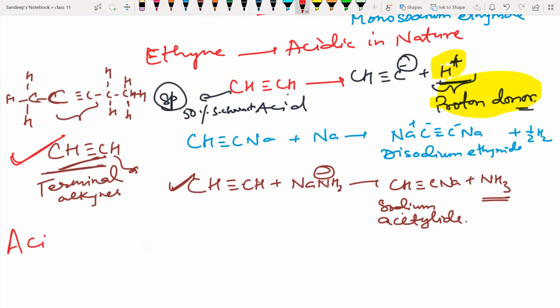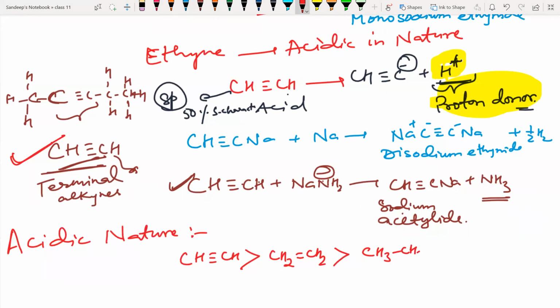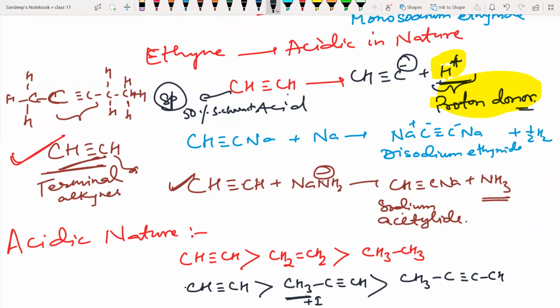So acidic nature, remember, I have already discussed this. Ethyne will be more acidic than ethene. Ethene will be more acidic than ethane. The presence of more alkyl groups will reduce the acidic strength. So ethyne will be more acidic than propyne, because propyne has this methyl group which is a plus I group. So a plus I group decreases acidic strength. Butyne will be even less acidic because it has 2 plus I groups. So this way you have to decide the acidic strength. This is an important question for you all.